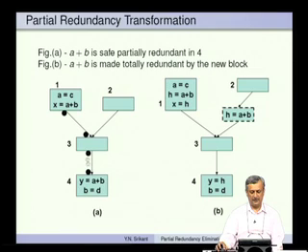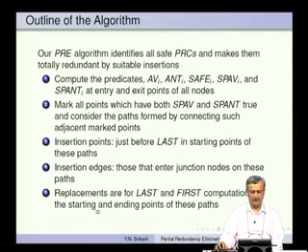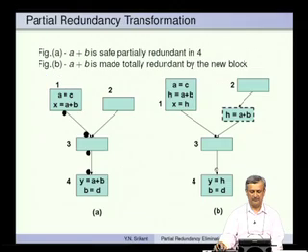So, because all these points are safe, we can replace this computation by x equal to h after we introduce h equal to a plus b, the rest remains the same. We also break this arc. This is the arc that enters this junction. So, it is entering this path. So, we have to break this arc and introduce h equal to a plus b. So, now this a plus b will be replaced by h because h has the value of a plus b. So, this is precisely what we are talking about, replacements for last and first computations in the starting and ending points of these basic blocks.